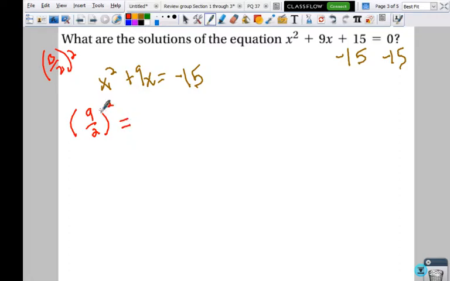And then we're going to keep going through. 9 divided by 2 is 4.5. Kinsey, what's 4.5 squared? I say it's like 20. Squared, yeah, 4.5. It's 20.25. Oh, I was right. It is 20 something. So 20.25.